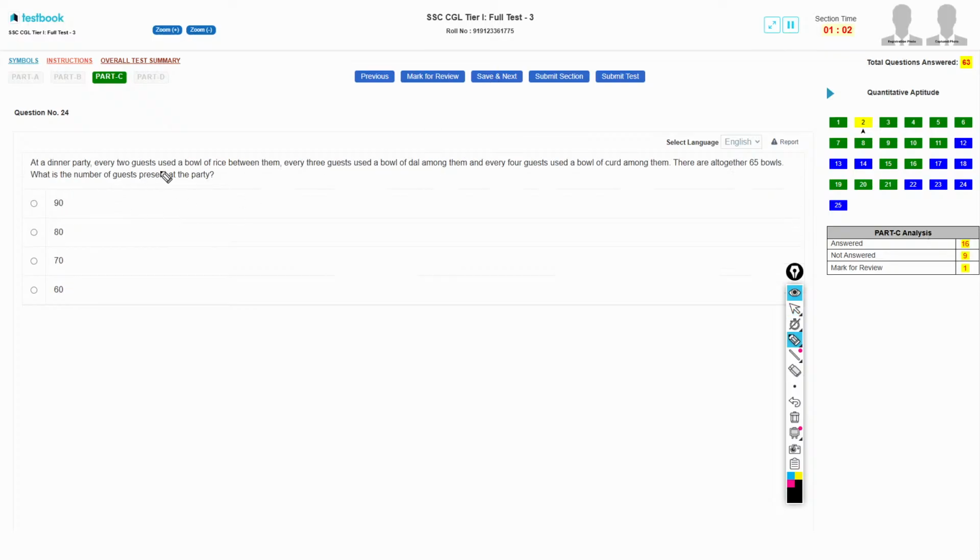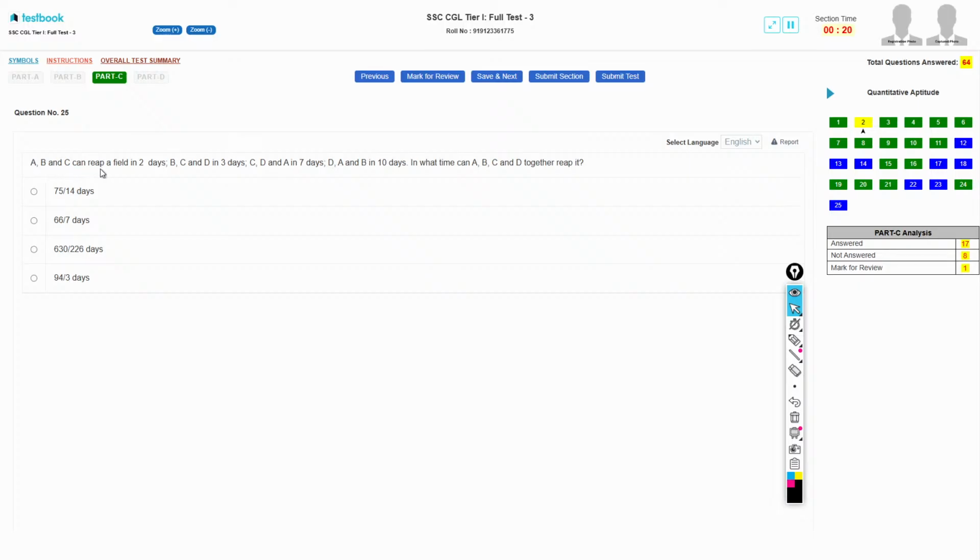At a dinner party, every two guests used a bowl of rice between them. Every three guests used a bowl of dal. Every four guests used one bowl of curd. So if 90, then 45, 15. I think only 60 is divisible by all of them. So 60.